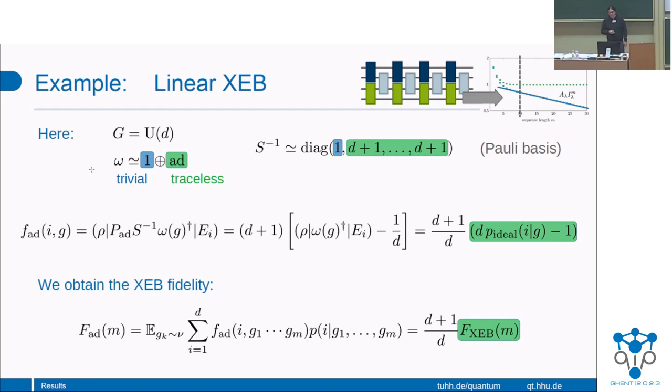And we can identify this green bracket there exactly with the expression that you would get for cross-entropy benchmarking. So we see that basically the fidelity that we defined for filtered RB is, up to a constant, which is for larger dimensions close to 1, equal to the cross-entropy benchmarking fidelity. So if you like, you can understand filtered RB as a generalization of linear cross-entropy benchmarking.